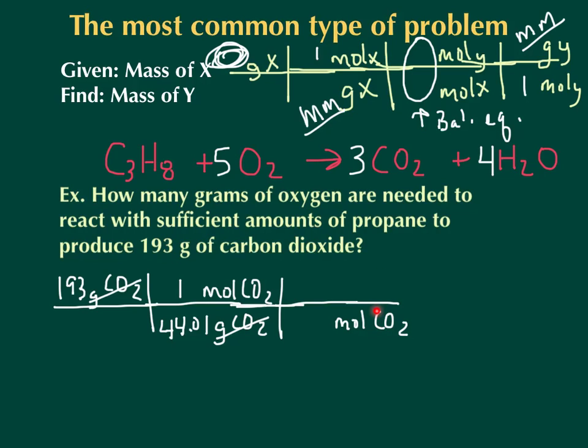So back to our mole to mole ratio, we want to go to moles of oxygen. That's what it's asking us to find. It's actually asking us to find grams of oxygen, but we've got to go to moles first. We're following our action line steps here.